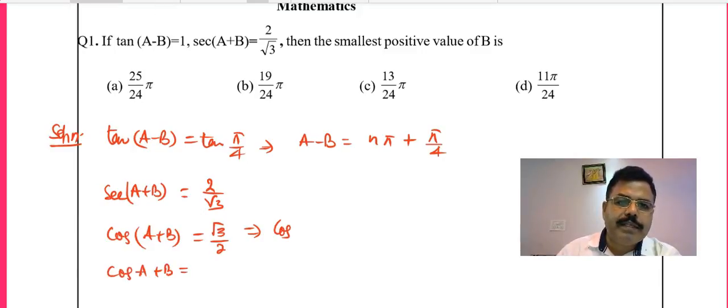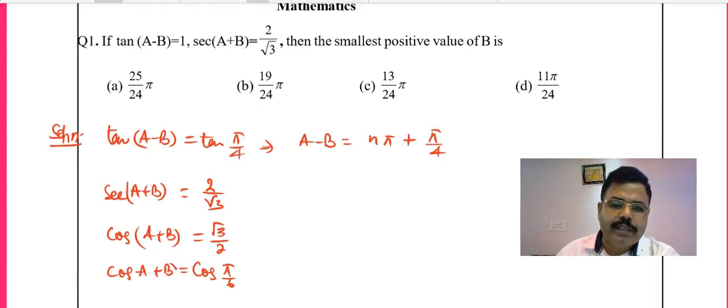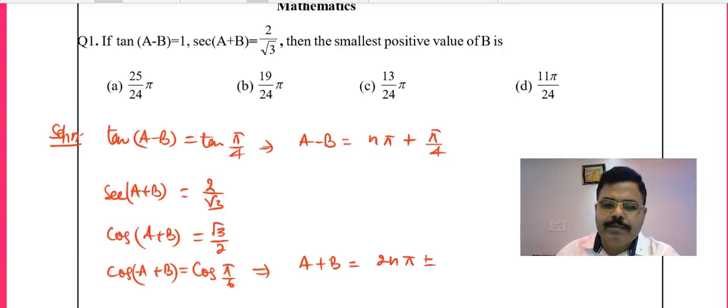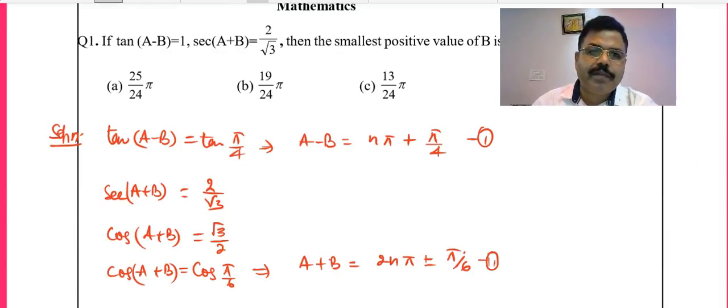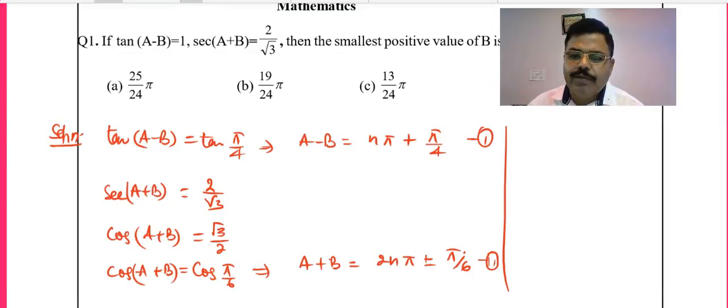So cos(A plus B) is equal to cos pi by 6. And cos theta is equal to cos alpha, everybody knows this, theta is equal to 2n pi plus minus alpha, here pi by 6. So solving these 1 and 2, you will be able to get it. On solving, we take the value A plus B is equal to 2n pi plus minus pi by 6.